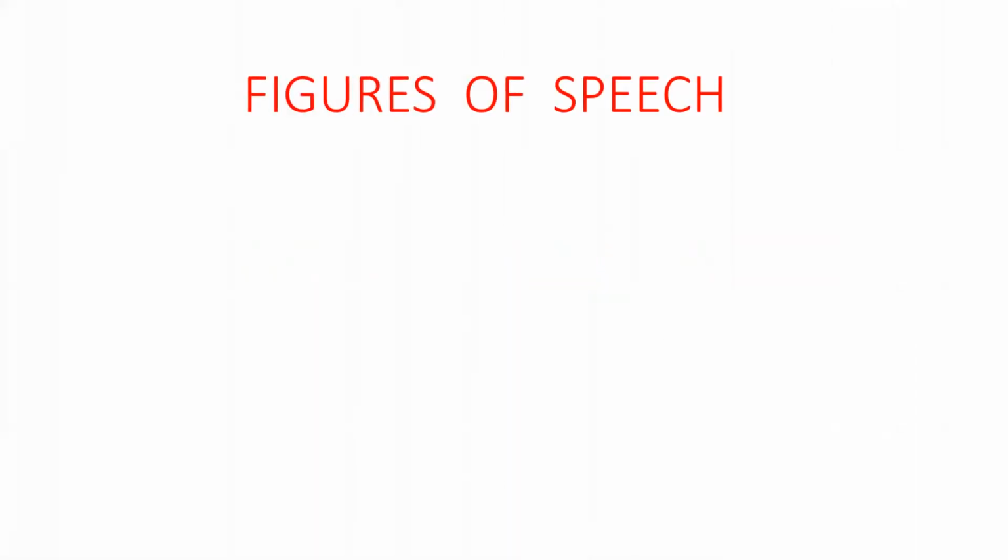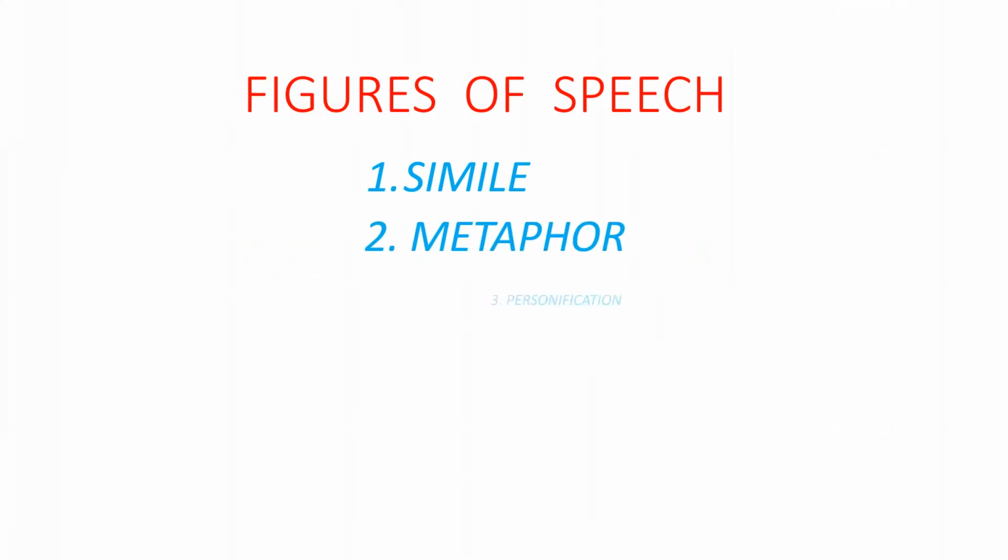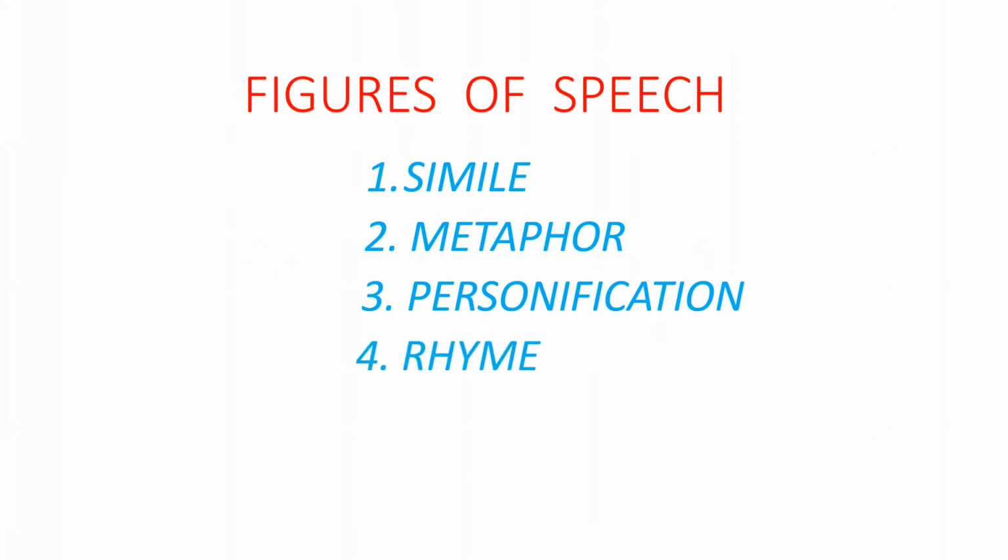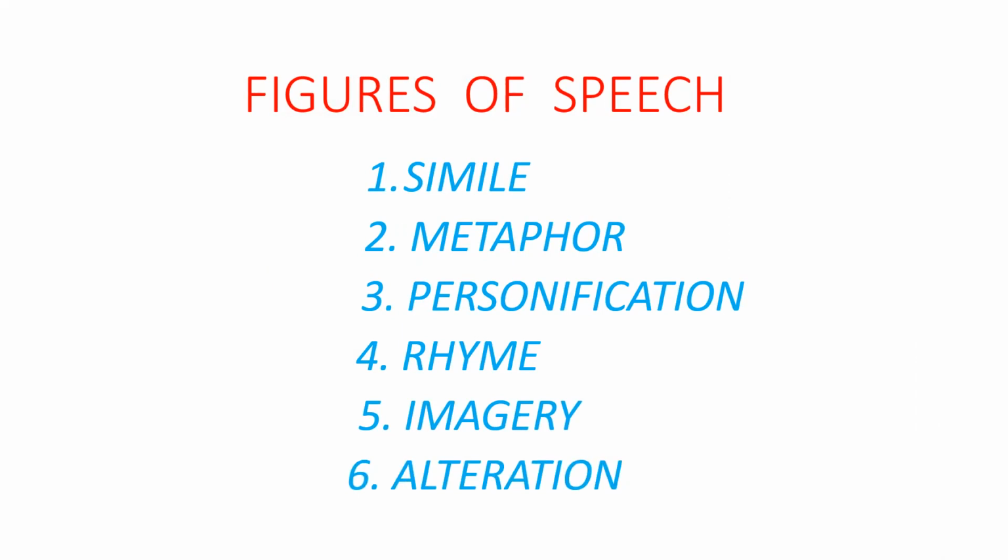The first figure of speech is simile. The second type of figure of speech is metaphor. The third is personification. The fourth figure of speech is rhyme. The fifth figure of speech is imagery. And the sixth figure of speech is alliteration. There are more figures of speech in English, but I am not mentioning them here, as these six are the most commonly and widely used figures of speech.